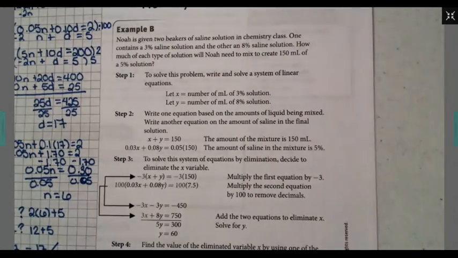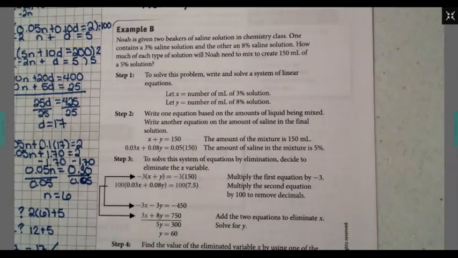Step 1. To solve this problem, write and solve a system of linear equations. Let x represent the number of milliliters of 3% and y represent the number of milliliters of 8%. Write one equation based on the amounts of liquids being mixed. Write another equation on the amounts of saline in the final solution.